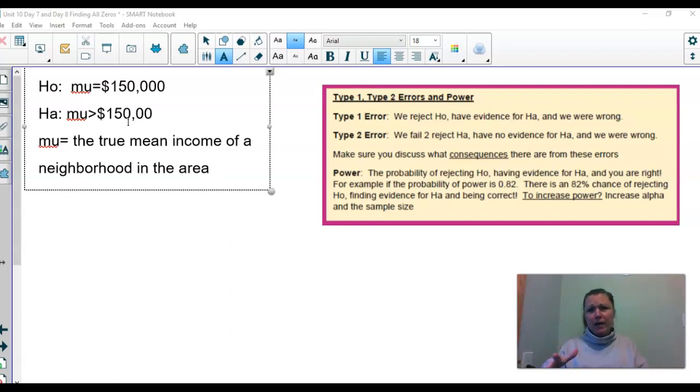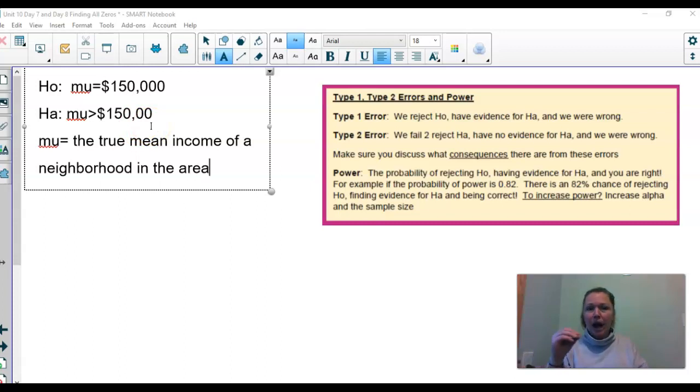What is a type 1 error in this situation? A type 1 error would happen if I have a very low p-value, which means I'm going to reject the null hypothesis, and I'm going to have evidence that the true mean income of the neighborhood in the area is over 150,000. Now, with a type 1 error, though, I was wrong. It's not over 150,000.